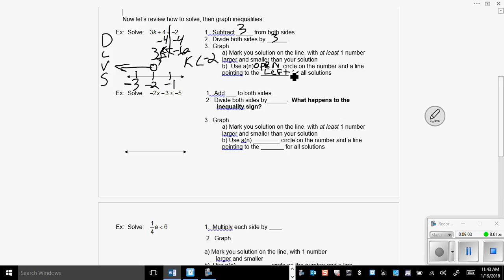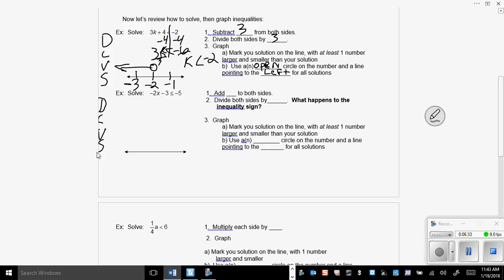We have -2x minus 3 is less than or equal to -5. Remember, when we multiply or divide by a negative number, we're going to flip the inequality sign. It looks like we might have to do this. Let's play it out to see if it's true. All right, first, DCVS every single time. You guys are going to be pros at this by the end of the year. Distribute, nothing to distribute. Is there anything to combine on either side? Nothing to combine. Now we must isolate the variable.